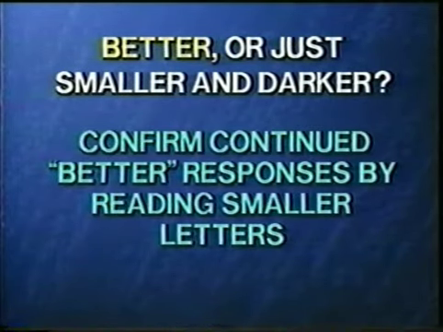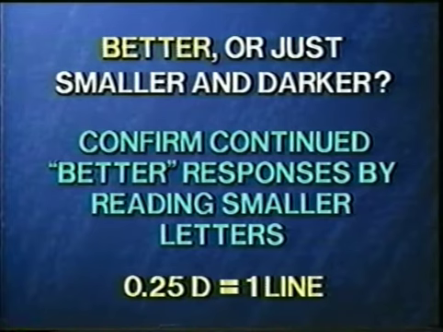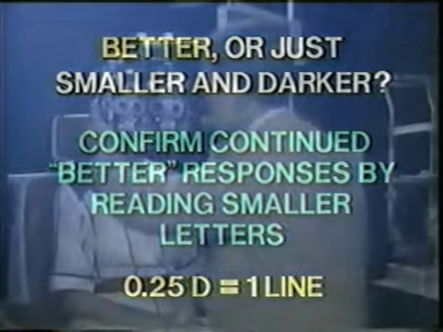Continued better responses in the minus direction should be confirmed by asking the patient to read smaller letters. Each quarter diopter change in the minus direction should improve vision almost a whole line near the lower end of the chart. The technique of adjusting the sphere for best visual acuity will be used over and over again during the remainder of the subjective refraction. Remember to always test in the plus direction first to avoid stimulating the patient's accommodation.